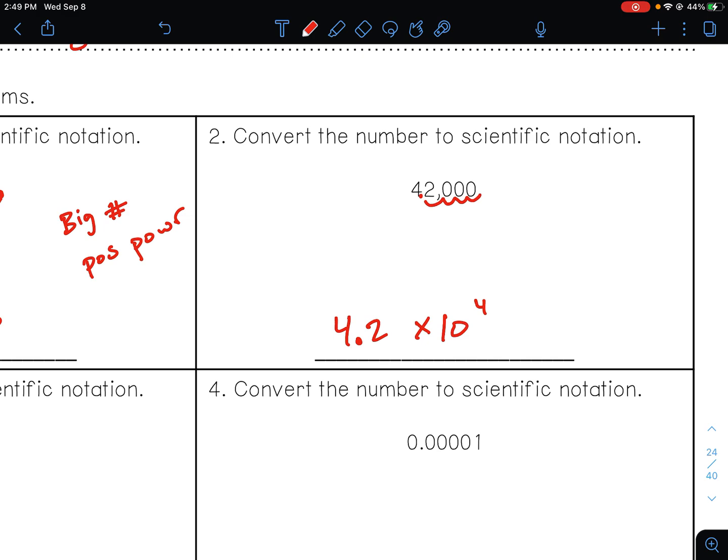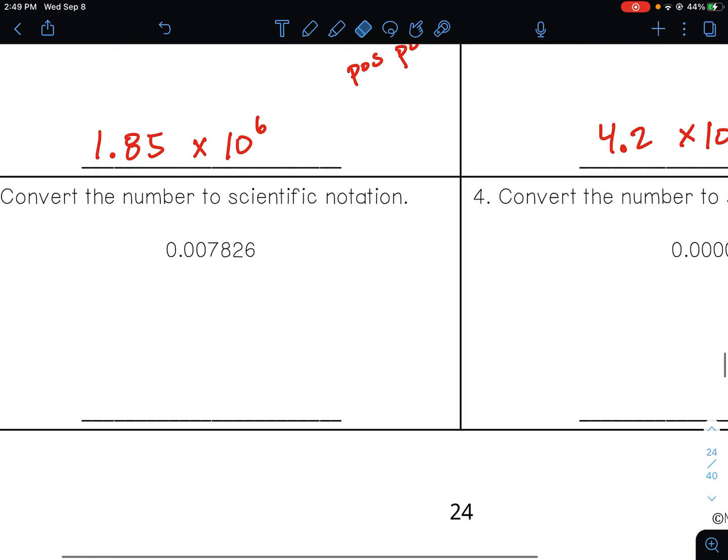Now, what do we mean by small numbers? We mean numbers less than 1. So if you have like 0.005, that's a number less than 1. That's a small number. Or 0.500051, that's a small number, so you're going to have a negative exponent when you convert that to scientific notation. Anyways, let's go to number 3.